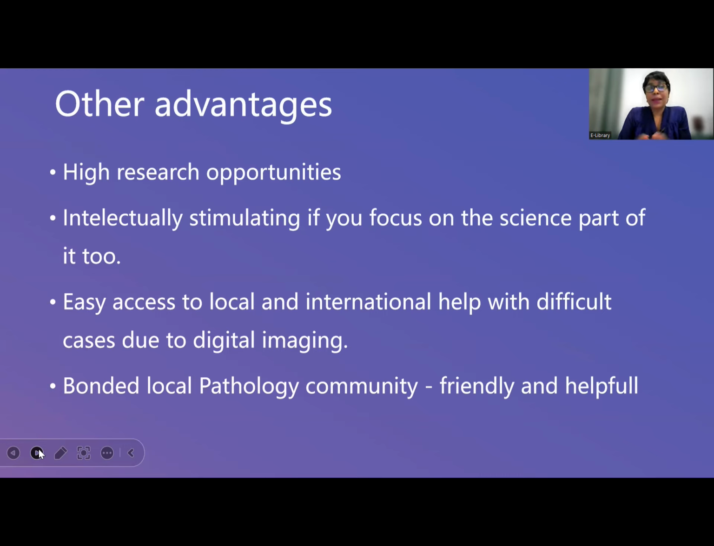And also, we all have these circumstances, the difficult cases. When we have difficult cases, we have easy access to local experts as well as international experts because of the digital imaging technology. So we all have that local and international network of pathologists for this sort of challenging cases. And also, we have a very bonded local pathology community, very friendly and helpful, and I consider that an asset, and not many people get that sort of an advantage.